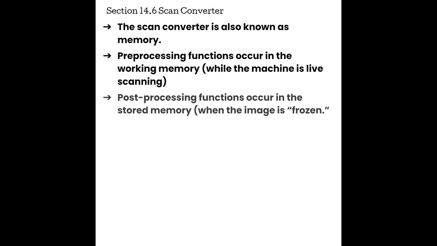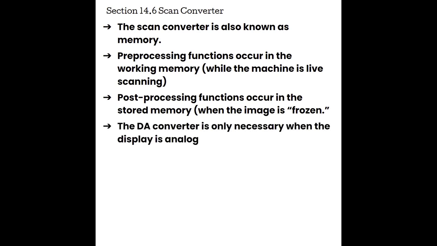Once we freeze the image, we are now in the post-processing function, and that is going to be changing the information as it was stored from the memory. So remember, scan converter is also known as memory. Once scan converter saves that data, stores it in its memory, we have switched to post-processing functions. And then lastly, the DA converter is only necessary when the display, or technically the archive, is also analog. Our modern systems do not have analog monitors anymore.